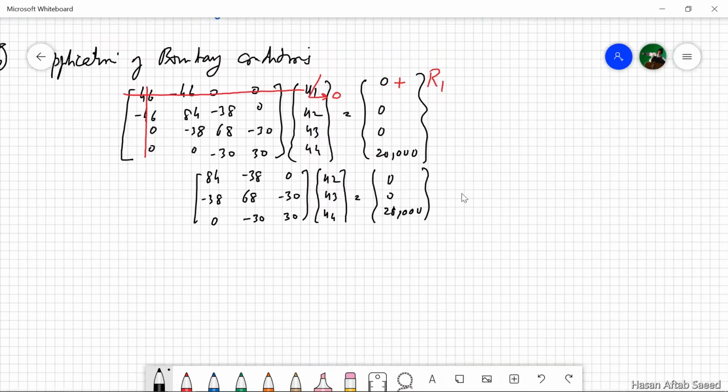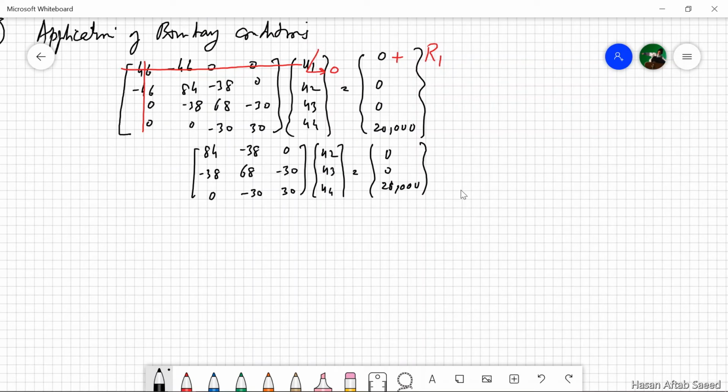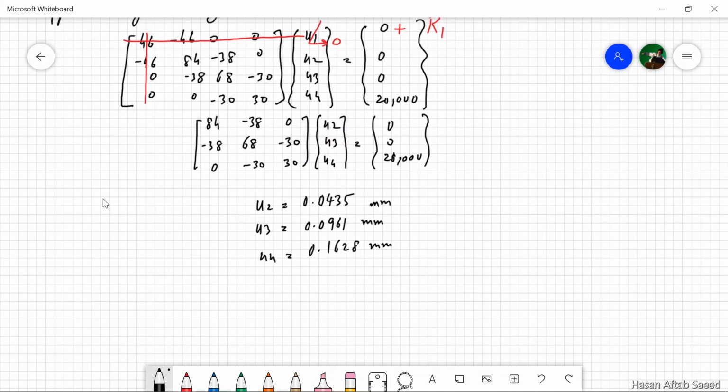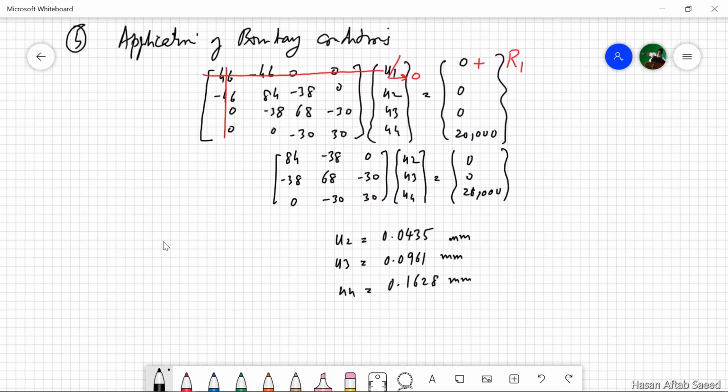And here, if I use my Casio 991, our national calculator, I get these results. U2 is equal to 0.0435. You should also check these values. U3 is 0.0961 millimeter, U4 is 0.1628 millimeter. And this incidentally is our step number 6.